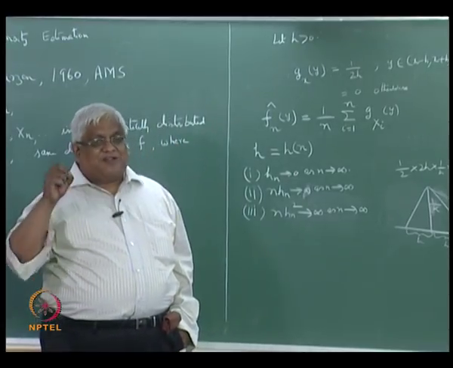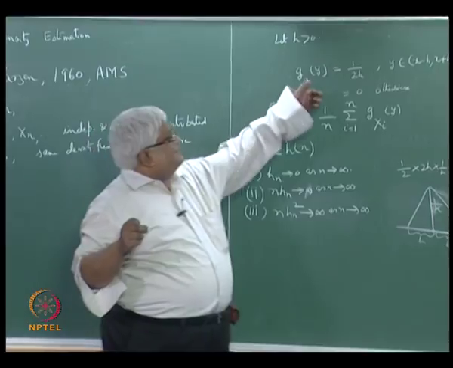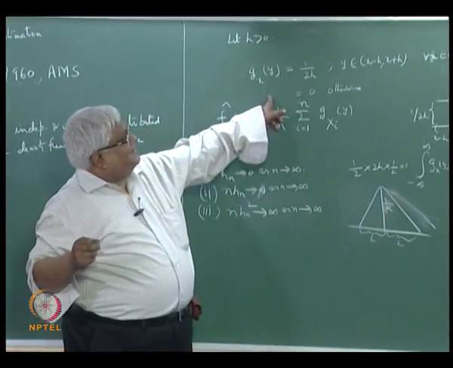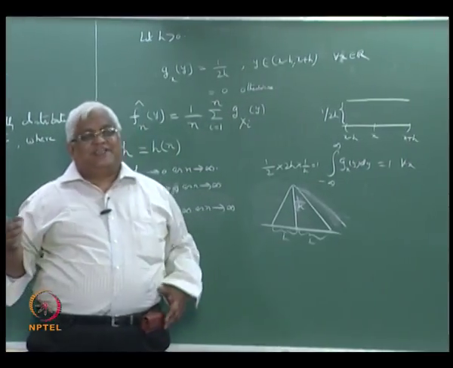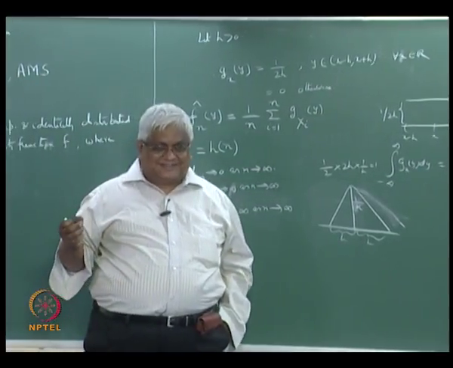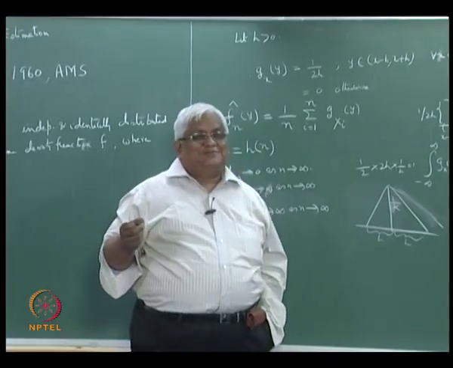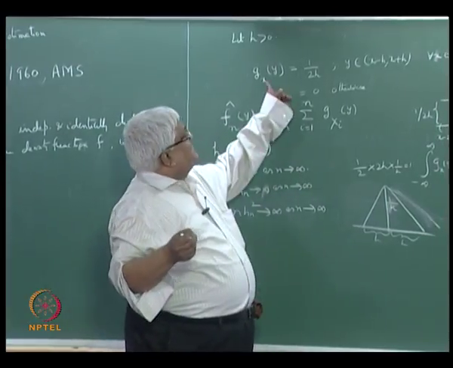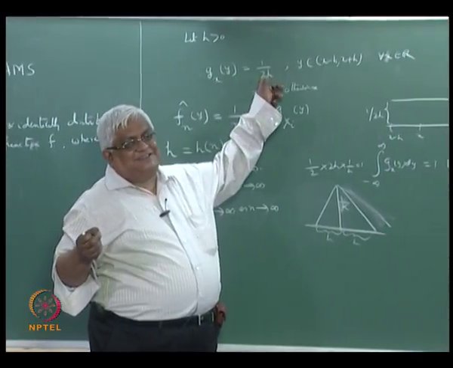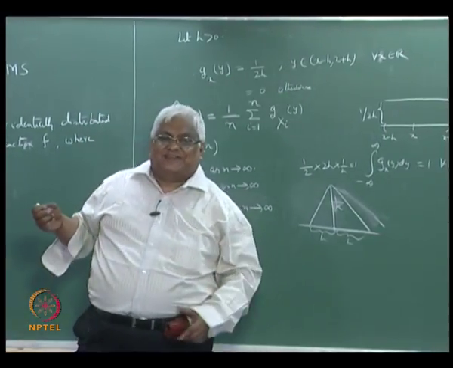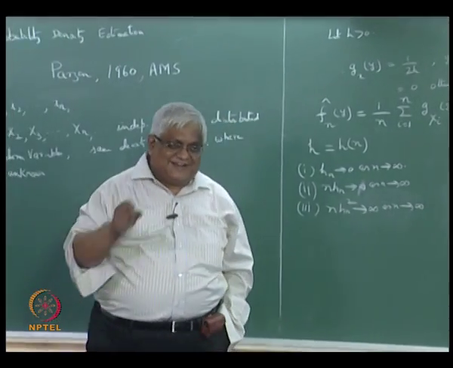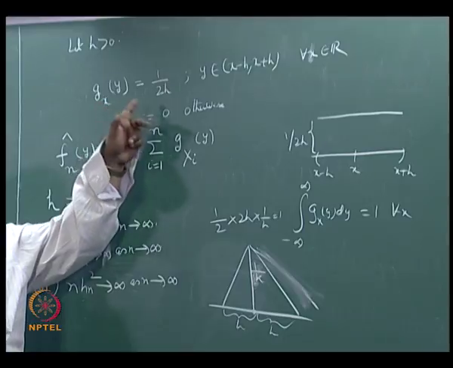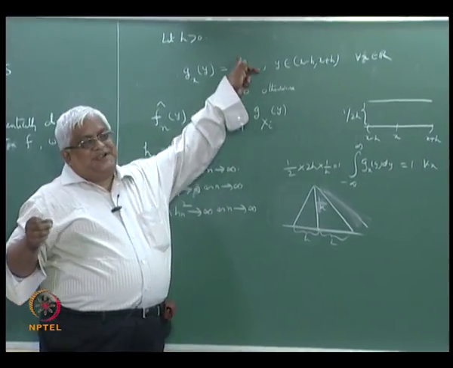So, if you take normal distribution for G, then what are you going to write? Then the H is going to be for the variance. So, normal distribution with some mean, the mean is X and the variance is H, that is what you will write here.